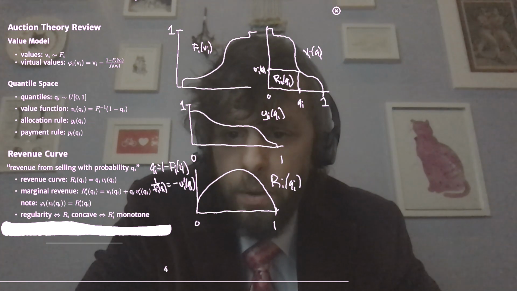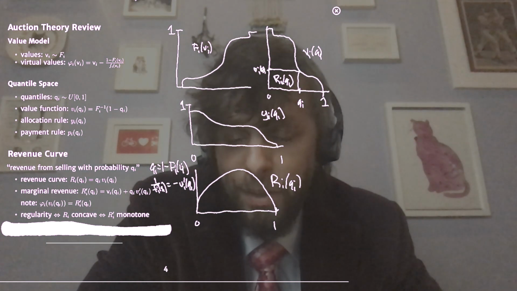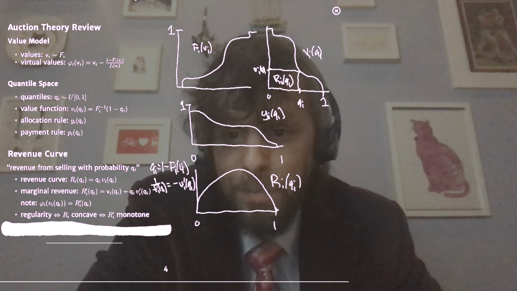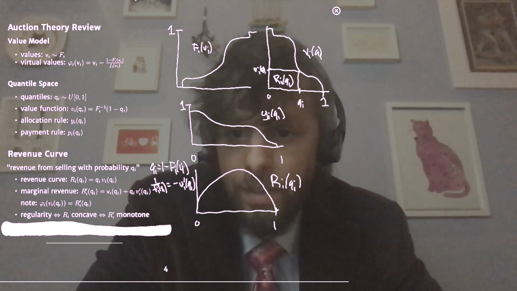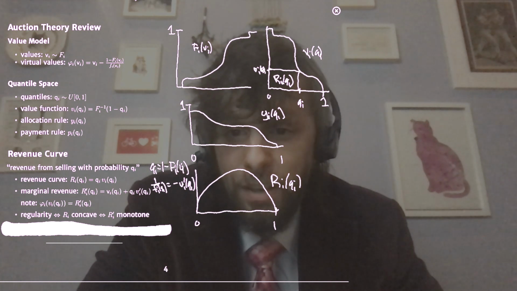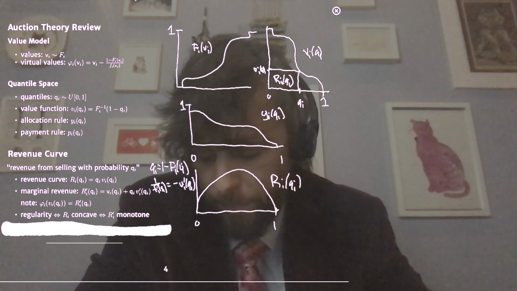Okay, and of course we know that regularity is defined by monotonicity of virtual value, and thus, as the virtual value is the derivative of the revenue curve, it's monotone if and only if the revenue curve is concave. And so concavity of the revenue curve and monotonicity of its derivative are equivalent to regularity.